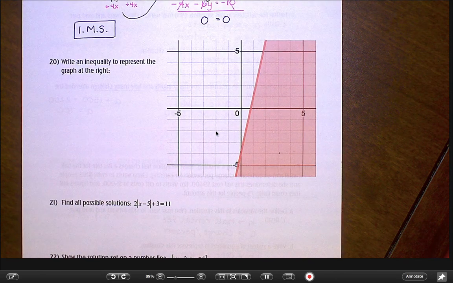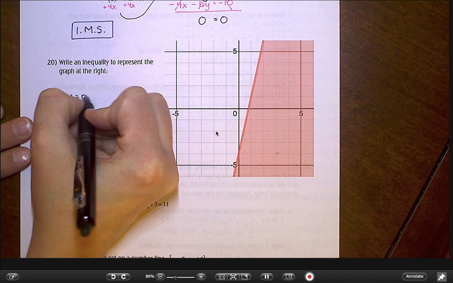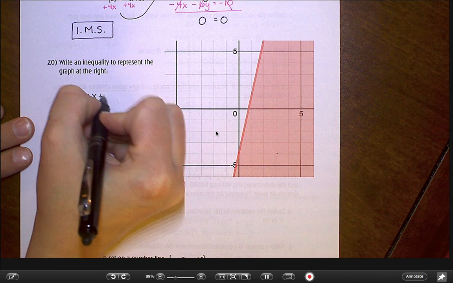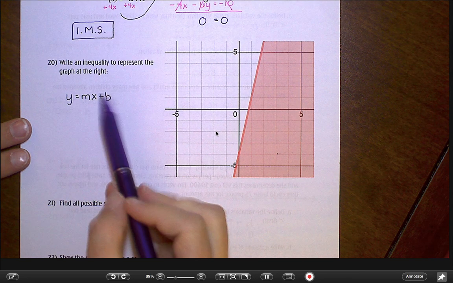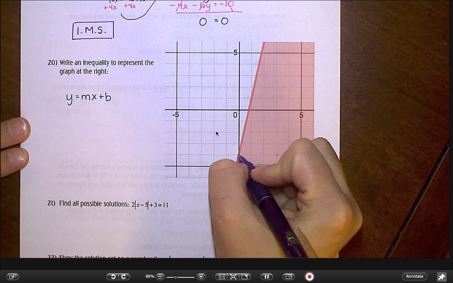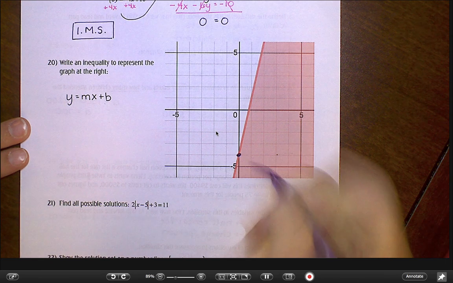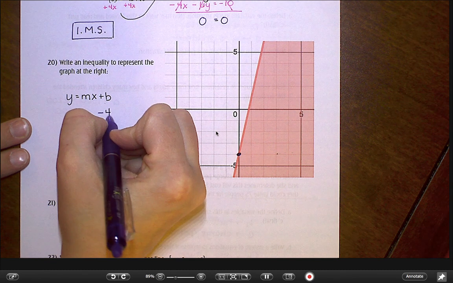We're writing another inequality here. And again, I'll remind you that we're starting with this structure, y equals mx plus b. And then we're just working our way through this. That b value comes from the y-intercept, and that line's kind of thick, so it's hard to tell, but I believe it's supposed to be right there at negative 4. So I'm putting negative 4 in for b.